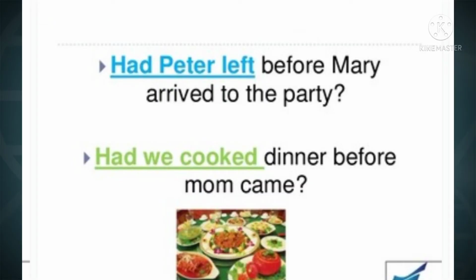Examples. Had Peter left before Mary arrived to the party? What is the structure of the statement? Peter had left before Mary arrived to the party. So had is placed in the beginning in order to frame the yes or no question. And the other one, had we cooked dinner before mom came? So we had cooked; that had is placed in the beginning and we have made the question. Had, after that the subject, then verb 3. That's the structure of interrogative sentences in past perfect tense.